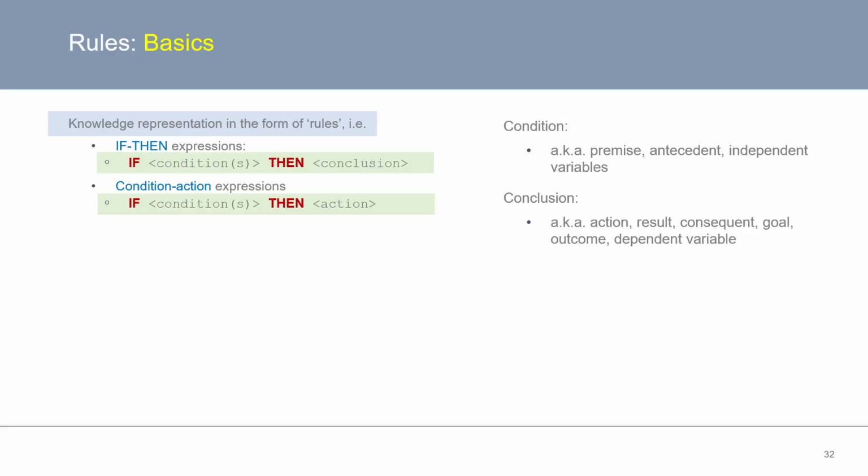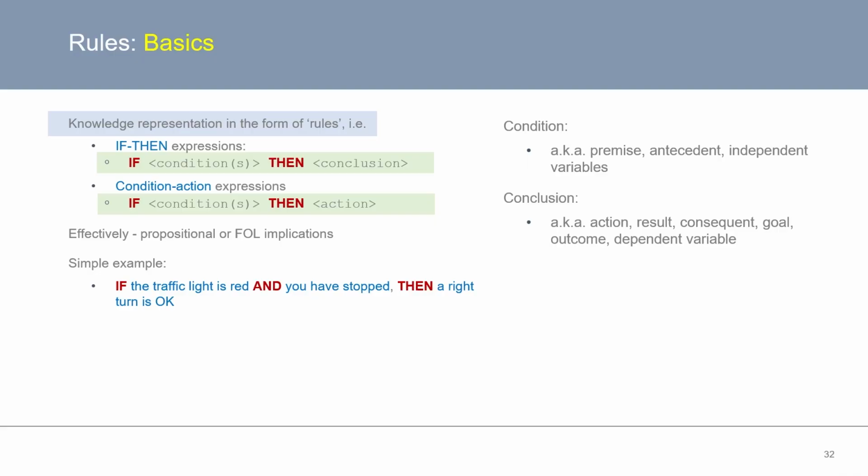The term condition is also known as a premise, an antecedent, or independent variables, while the term conclusion is also known as an action, result, consequent, goal, outcome, or dependent variable. Rules themselves are effectively propositional or first-order logic implications.